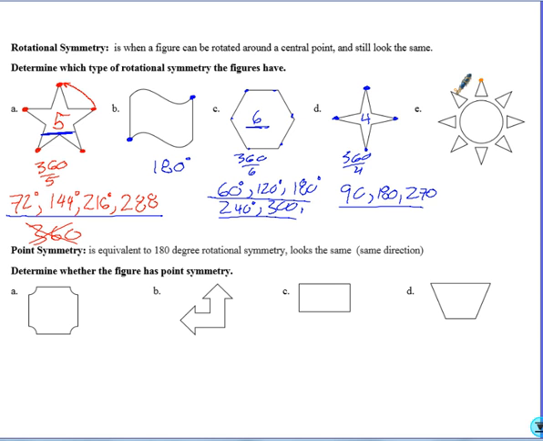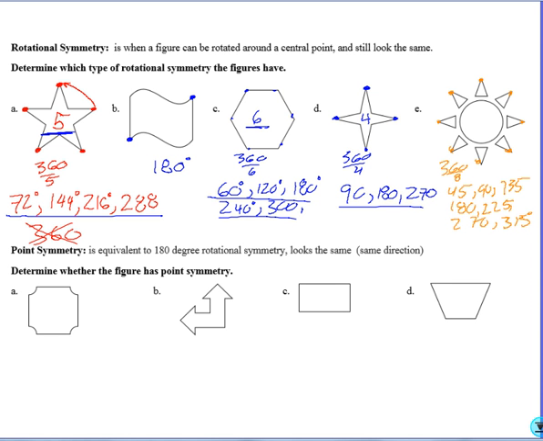This one here is always a good time. We have 1, 2, 3, 4, 5, 6, 7, 8 points that we can turn about. 360 divided by 8 is 45, and then we just keep adding 45. 90, 135, 180, 225, 270, and 315. So we have 7 rotational symmetries.